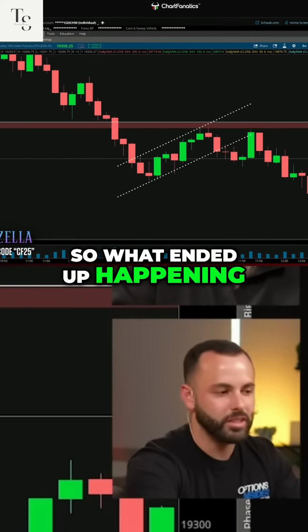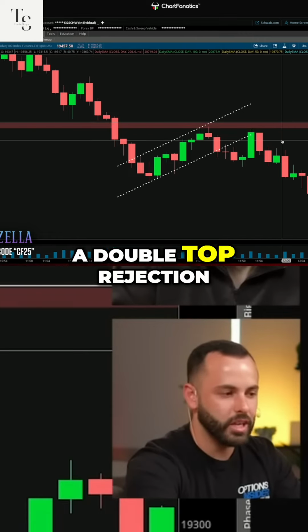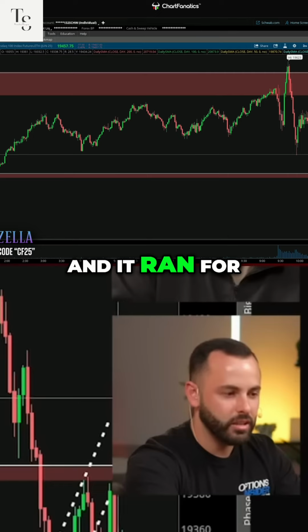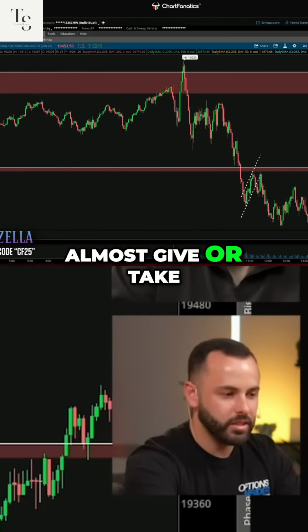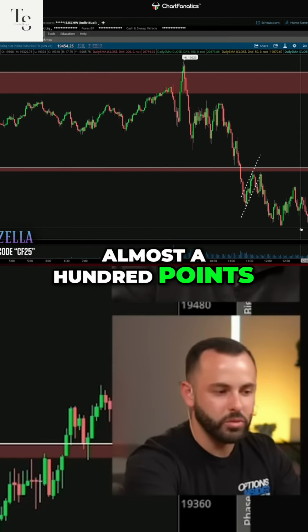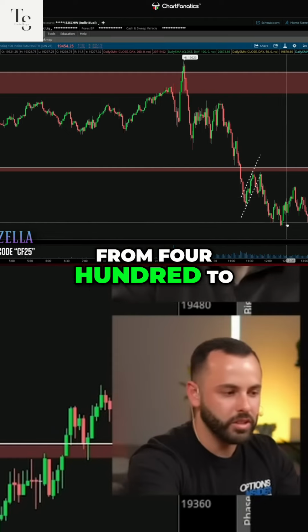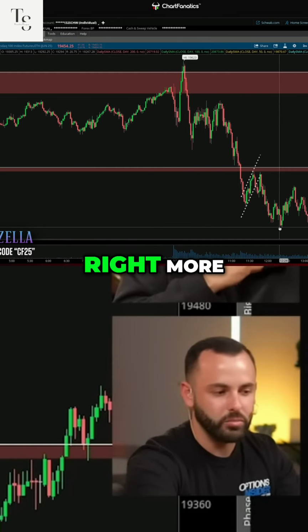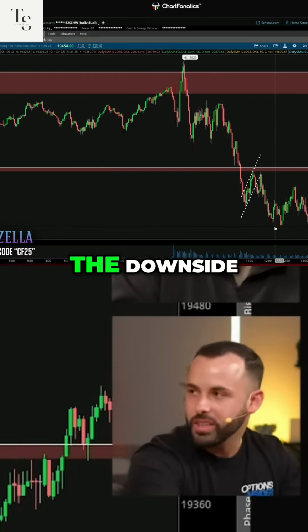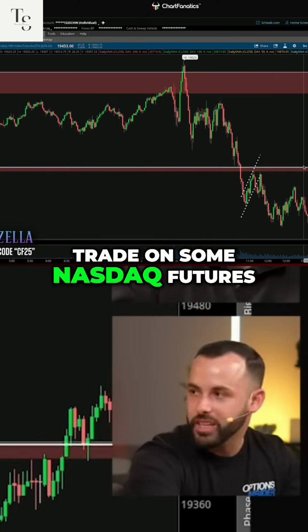So what ended up happening? It rejected again on a double top rejection, and it ran for almost, give or take, right? What is that? Almost 100 points to the downside, from 400 to 265, right? More like 130 points to the downside. And that's a huge trade on some NASDAQ futures, right?